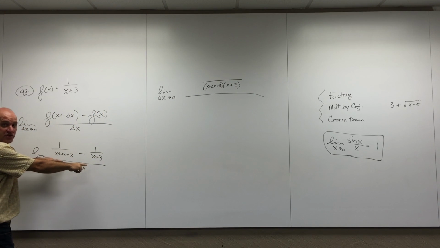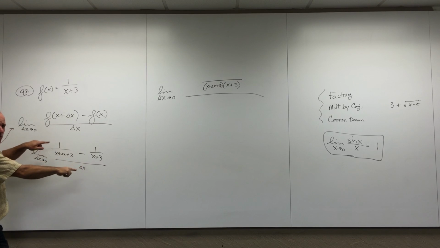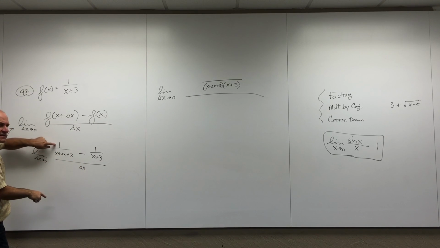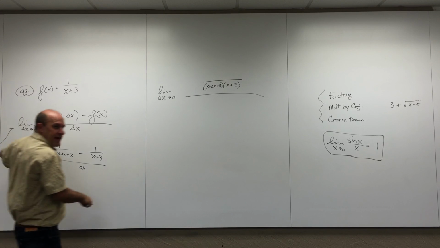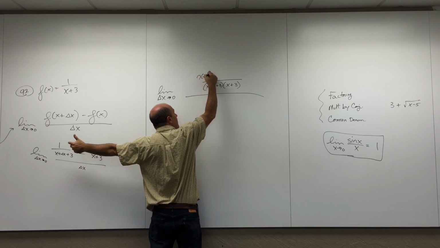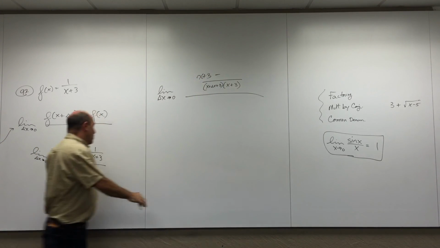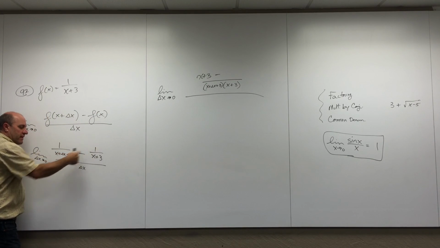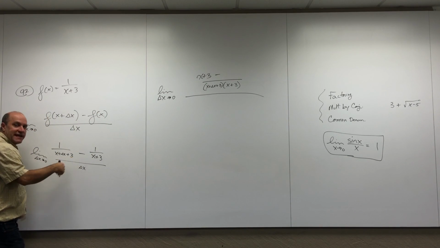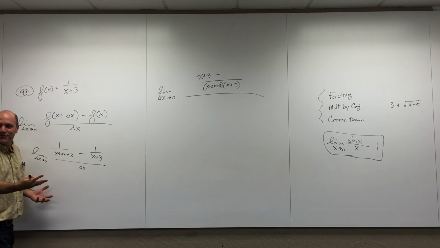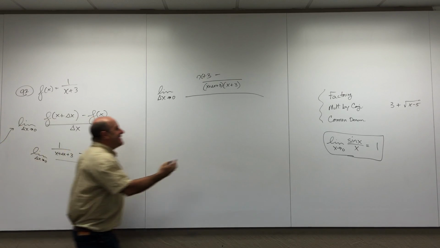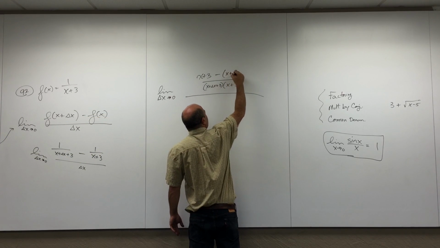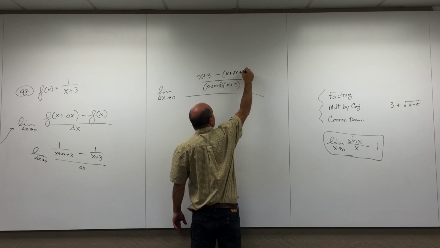Now, to adjust the numerators, you multiply each by what it needs. What does it need? It needs the x plus 3. You multiply it by x plus 3, minus, what do you multiply the other by? x plus delta x plus 3. That's how you get a common denominator, in case you forgot. And there we go. Now, this is going to be beautiful, you guys.